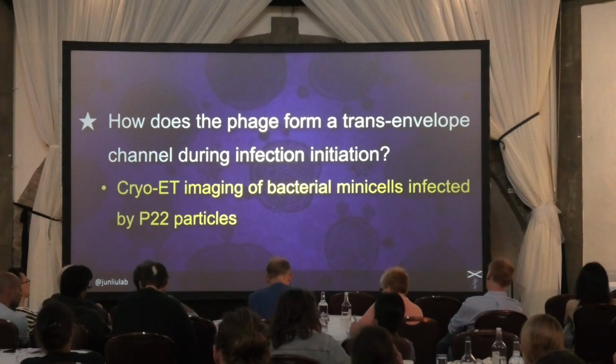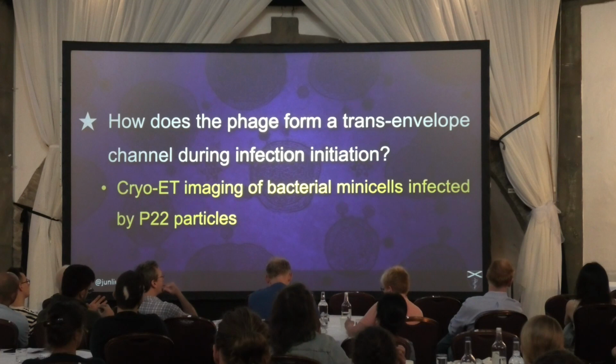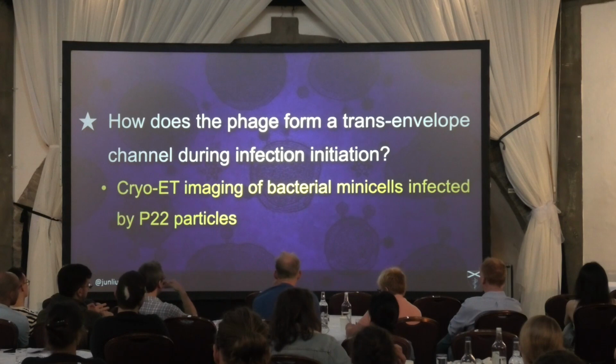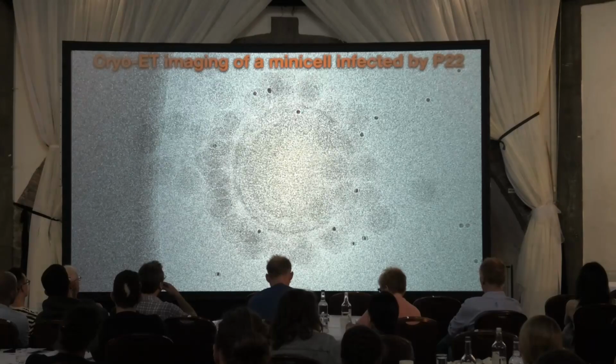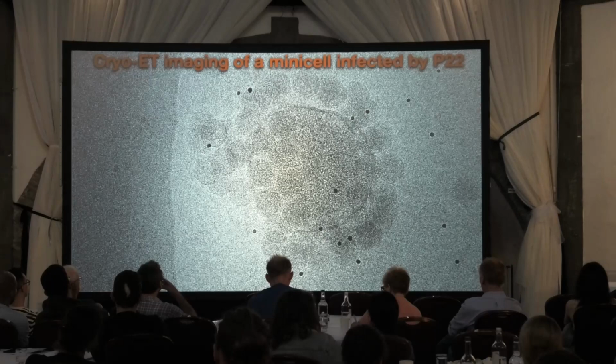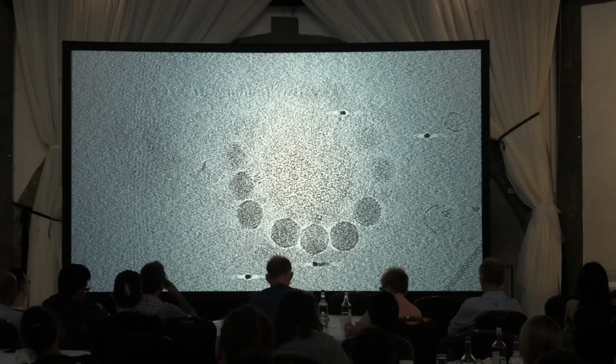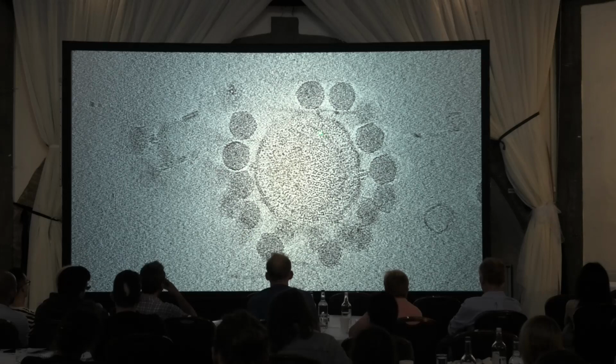So now the second question is how this phage forms a transmembrane channel. So in this case, we use cryo-electron tomography with a minicell infected with P22. And we've been working on this for many years. I just remind you, one of the things we did for many years is infect the minicell, a Salmonella minicell, with phage particles. And this is just a tilt series, and we generate a reconstruction, slicing from the top to the bottom.